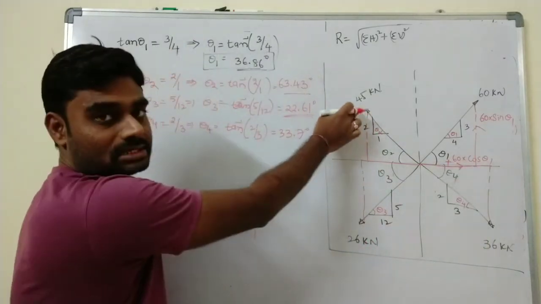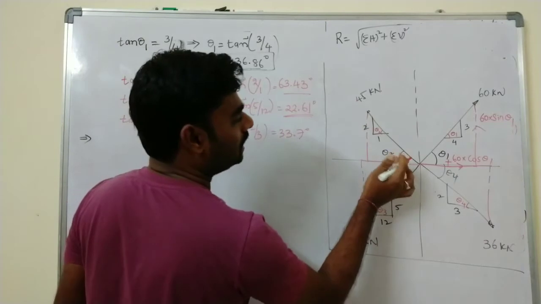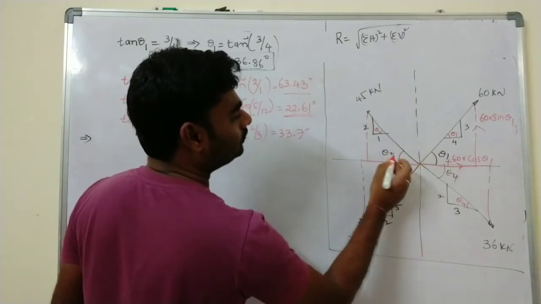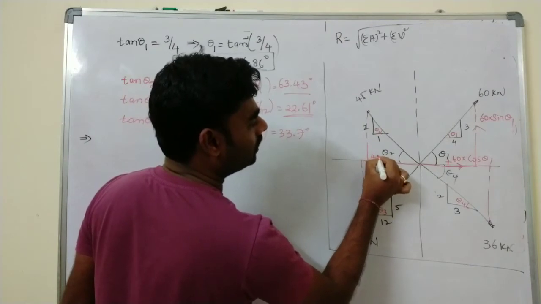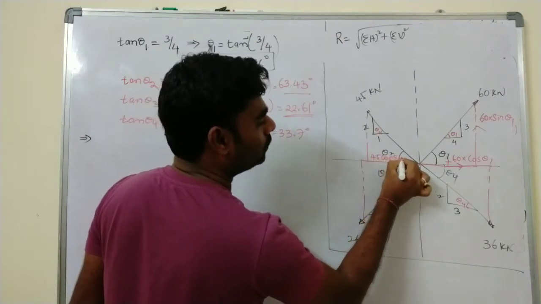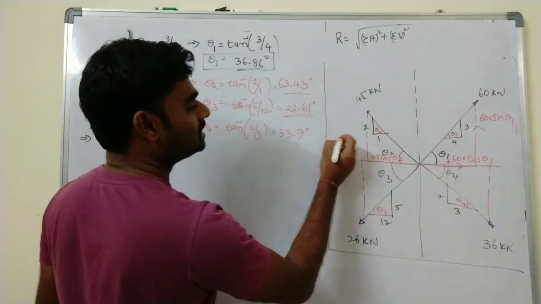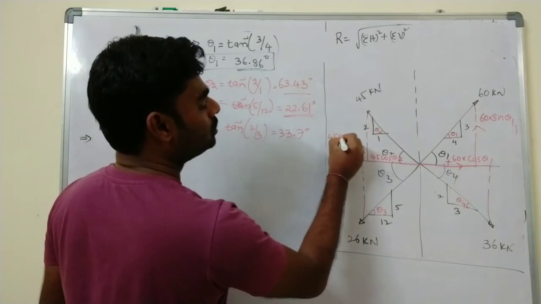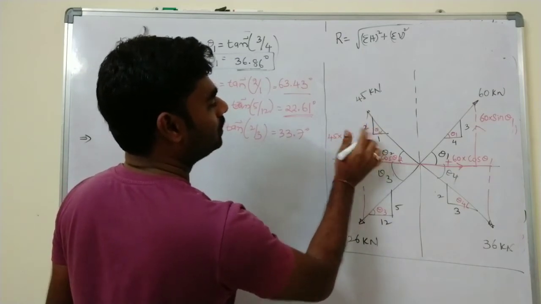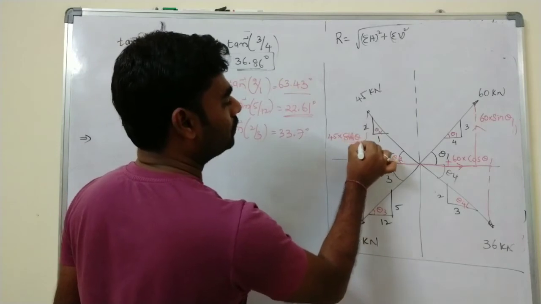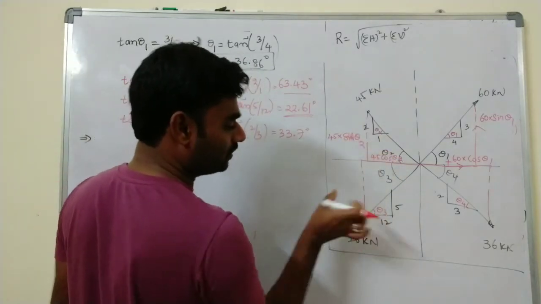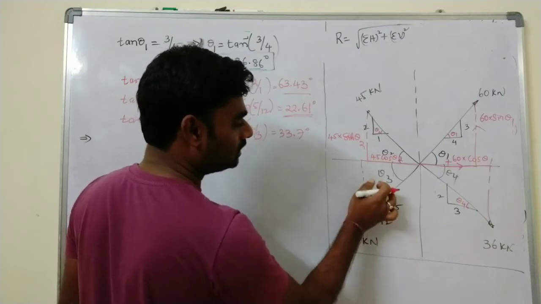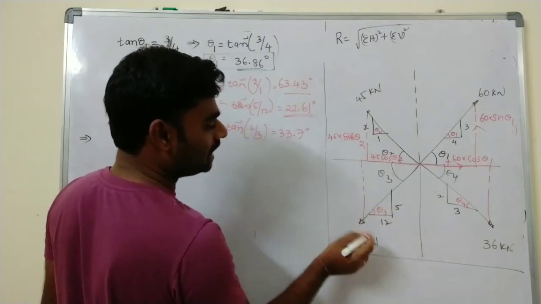Please consider the 45 kilonewton force. The horizontal force is 45 cos theta 2, and angle opposite is sine, so please take 45 into sine theta 2. Next, the third force: this is theta 3, and angle opposite is sine.